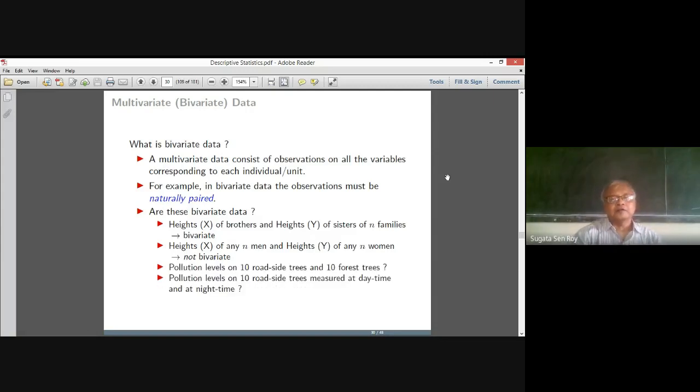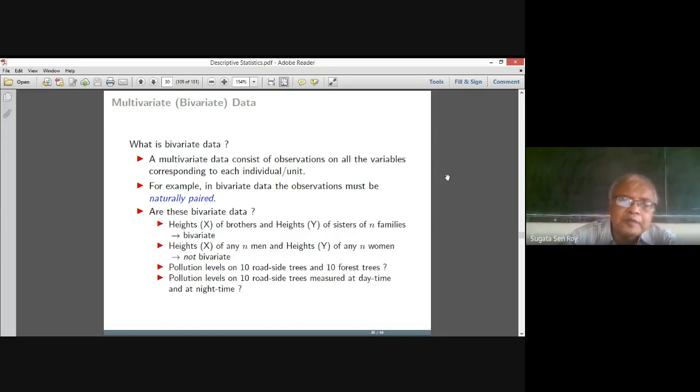You have the next question, I leave it to you. Pollution levels on 10 roadside trees and 10 forest trees. I want to look at pollution levels, so I look at 10 trees and the pollution levels at these trees, and 10 forest trees. They do not come from the same unit.